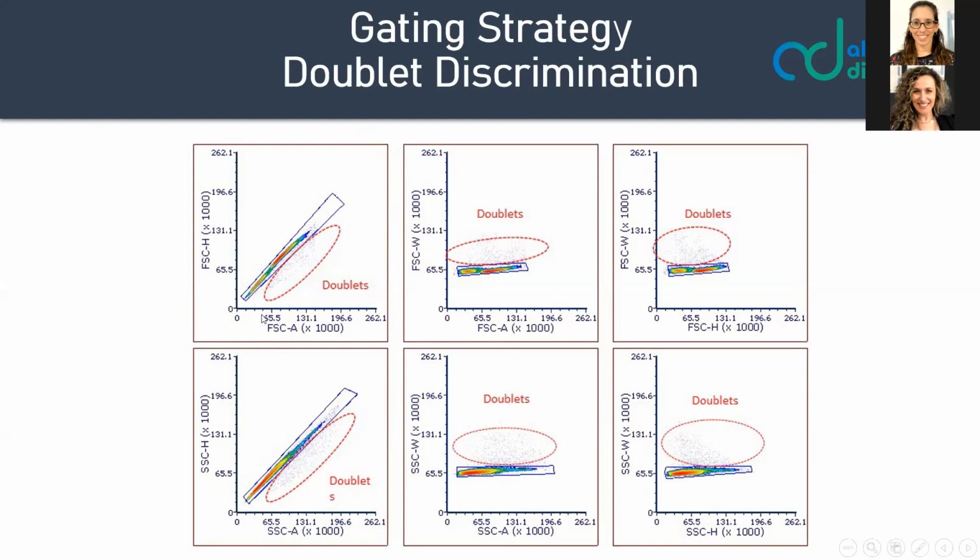Let's just look at this first example here. We have forward scatter area against forward scatter height, and we get our single cells, singlet cells, here in a diagonal, and all the cells that fall out of this diagonal part into the area region, these are the cells that are doublets or triplets, and they should be gated out. There are many ways to do it. All the ways are good, all the ways are acceptable. You just choose whatever is convenient for you.